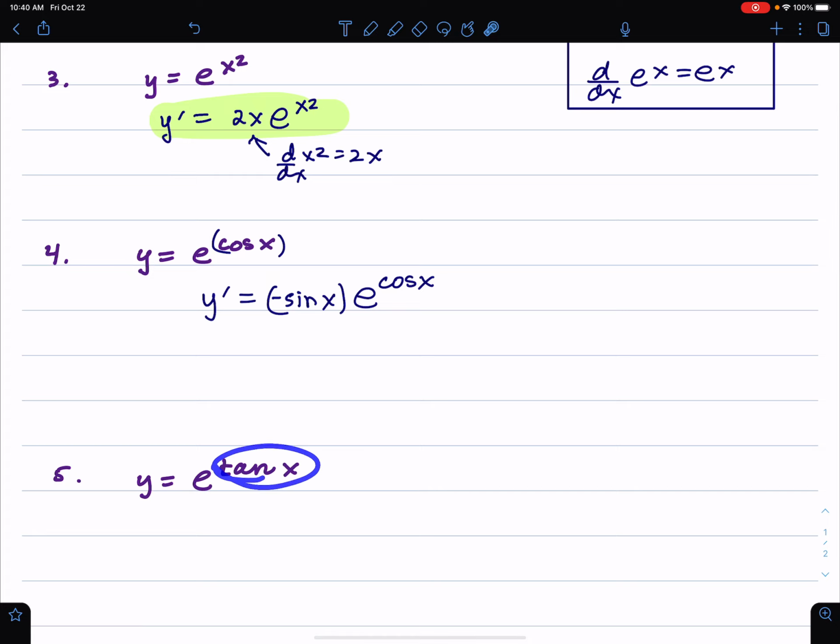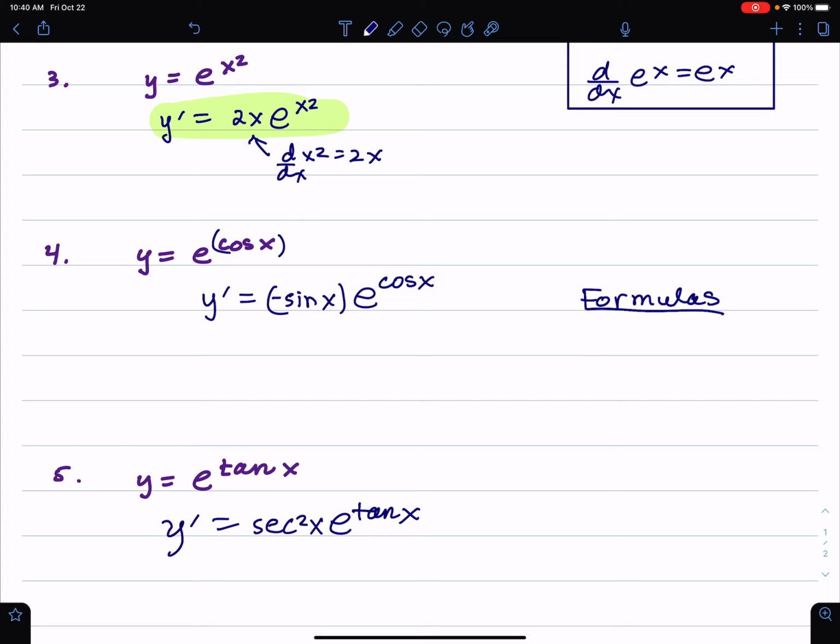Okay. Let's check this one out. This is e to the u. The derivative is e to the u, but times the derivative of u, and the derivative of tangent x is secant squared x. Should we do that on the side? Maybe. We have formulas. That the derivative d dx of cosine x equals negative sine x. D dx of tan x is equal to secant squared x.